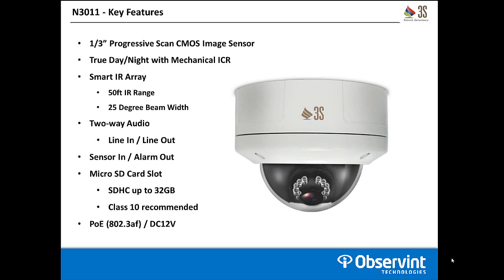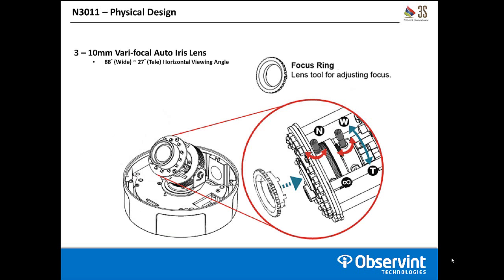This camera does work on PoE, which is standard 802.3 AF standards, or DC 12 volt if you want to power it separately. This camera is varifocal. It uses a 3 to 10 millimeter lens. At the widest, you can get an 88-degree field of view, all the way down to a 27-degree telephoto horizontal viewing angle if you were to zoom all the way out to 10 millimeter. It is manually adjustable, so you do have to adjust this at the camera.